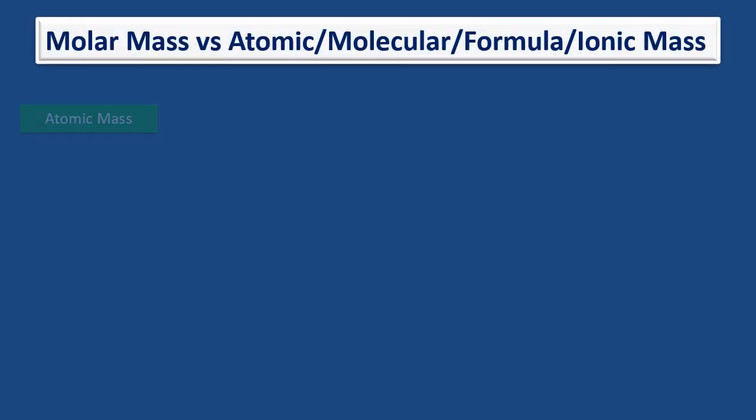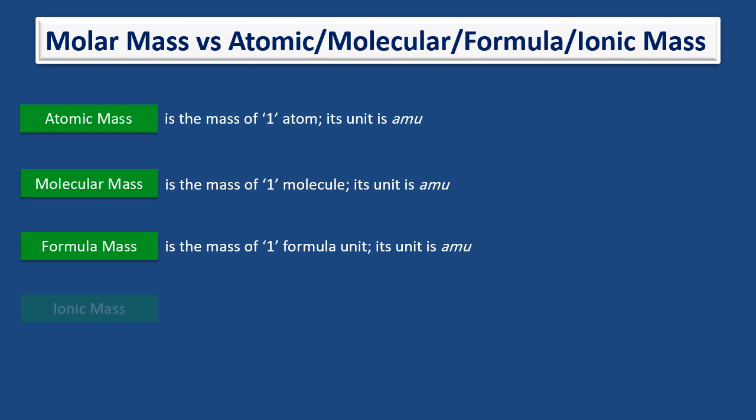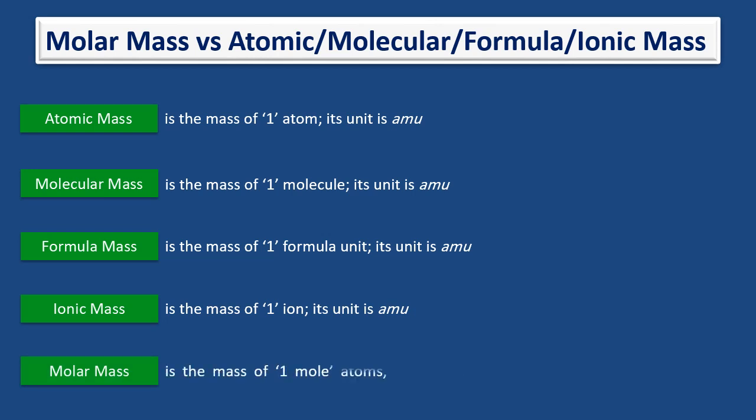Remember students, atomic mass is the mass of 1 atom. Molecular mass represents the mass of 1 molecule only. Similarly, formula mass is the mass of 1 formula unit, and ionic mass is the mass of only 1 ion. All of these masses are expressed in AMU. But molar mass is the mass of 1 mole of atoms, molecules, formula units or ions. Its unit is not AMU, rather it is gram per mole, which will be explained later.